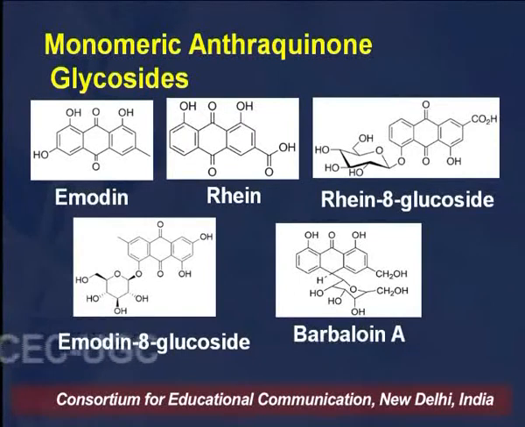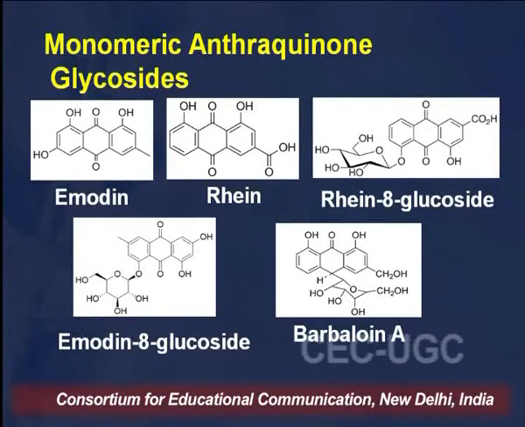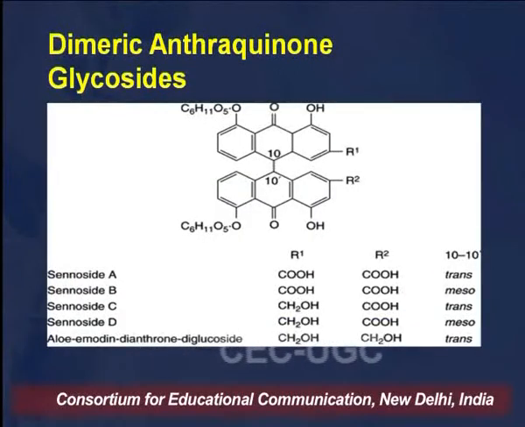And barbaloin, which is present in aloe, is an example of a C-glycoside, and here you can see that the sugar molecule is directly attached to the 10th carbon present in the anthraquinone moiety. Now we move on to the dimeric anthraquinones, and you will see that these are the common examples of dimeric anthraquinones: sennoside A, B, C and D.